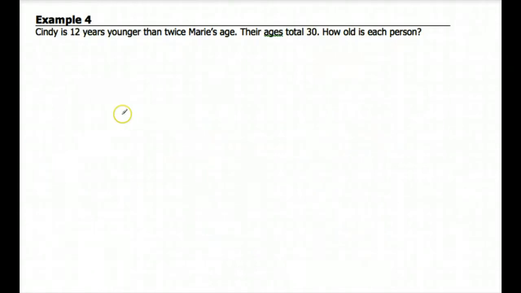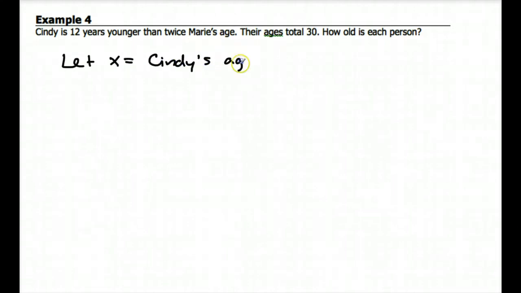Okay, let's look at number 4. For this one, it says Cindy is 12 years younger than twice Marie's age. Their ages total 30. We want to know how old is each person. So for our let statements, we can let X be Cindy's age. And Y, we can let that be Marie's age.